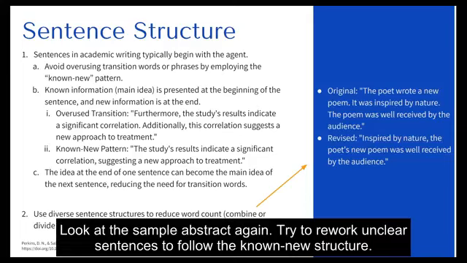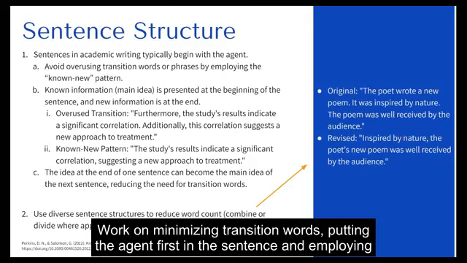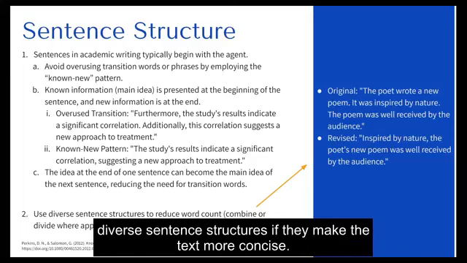Look at the sample abstract again. Try to rework unclear sentences to follow the known-new structure. Work on minimizing transition words, putting the agent first in the sentence, and employing diverse sentence structures if they make the text more concise.